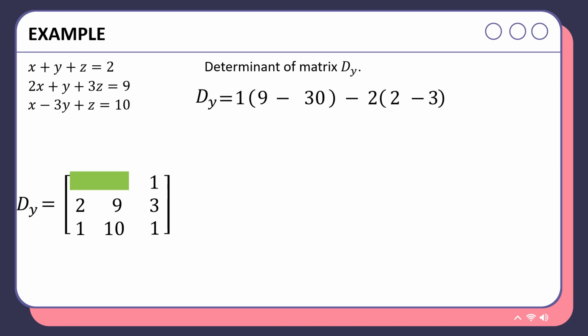We cover 1 and 2 in the first row and 3 and 1 in the third row. Our next operation is addition. We copy 1 times 2 times 10 is equal to positive 20 minus 9 times 1 is equal to positive 9.